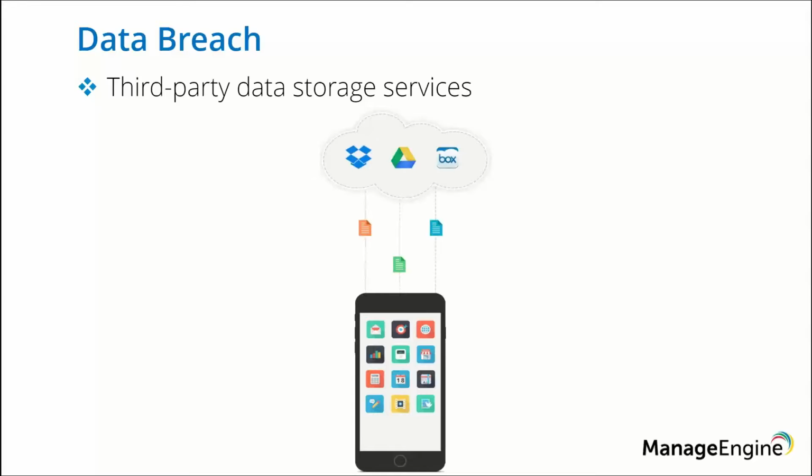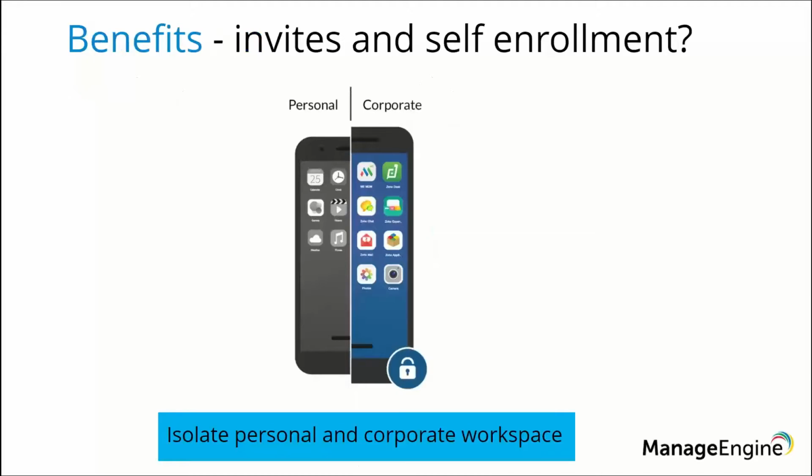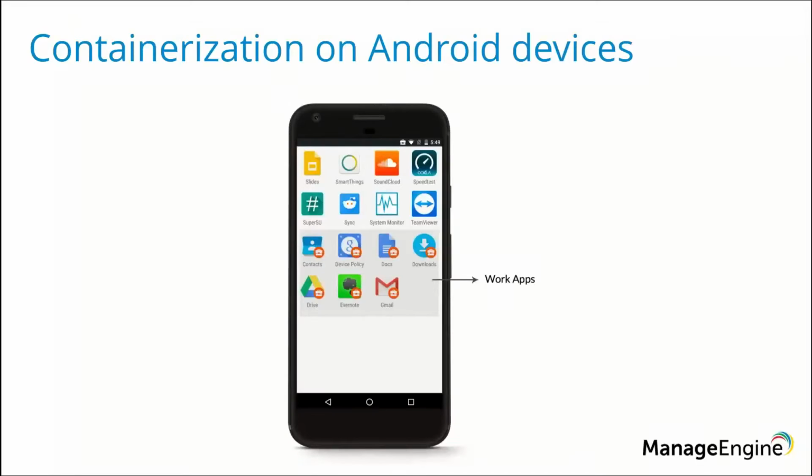So what exactly are the benefits of these? The first and foremost benefit is you will be able to isolate personal and corporate data, even though they are on the same device. So for iOS devices, you will have to make use of certain restriction policies that we have in MDM to separate these. But for Android devices, it will be separated by default. Like containerization will get enabled automatically, and you will be able to see the separation visibly on the screen.